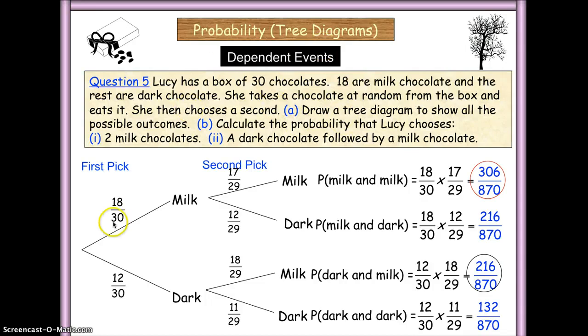Okay, so 2 milk chocolate. So you have this path, milk and a milk, so 18 out of 30 times 17 out of 29, you'll get 306 over 870. A dark chocolate followed by a milk chocolate, here's your dark, and then milk, 216 over 870. Now remember, the total outcome changes, okay? In the first branch, it's out of 30, and the second one, it's out of 29 because you don't put it back. Okay, well done.